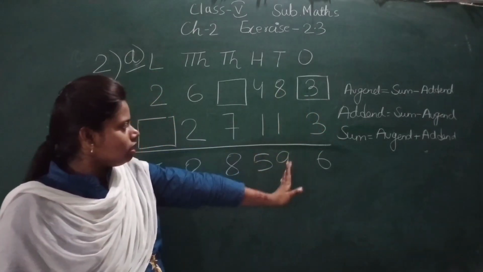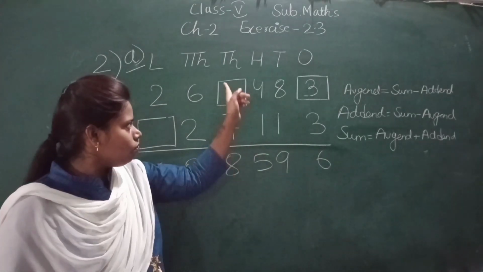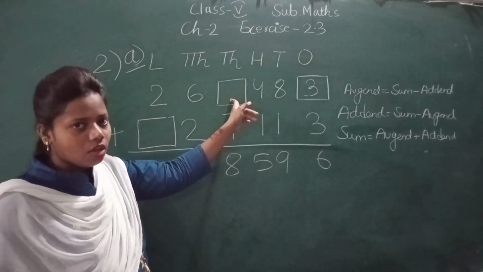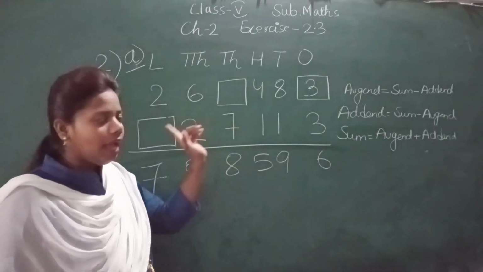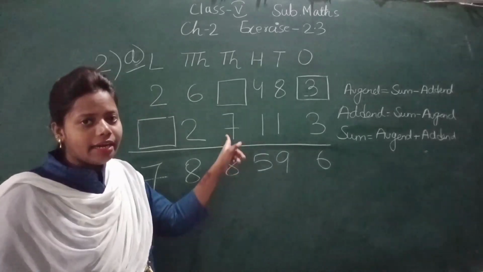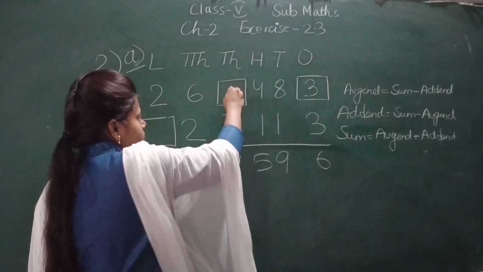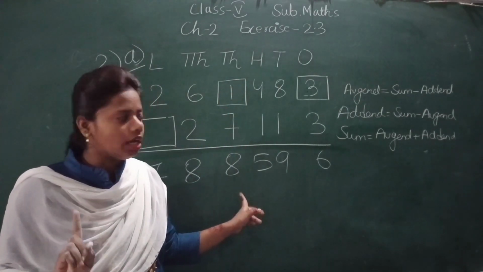Now you can see it is already 8 plus 1 is 9. 4 plus 1 is 5. Now we have to fill this box. This one is origin. To find origin, we have to subtract addend from sum. So sum is 8, addend is 7. So 8 minus 7 is 1. Now see here, 1 plus 7 is 8. This one is also correct.